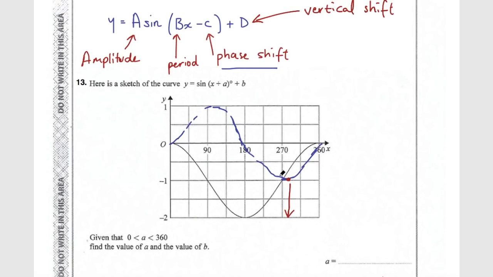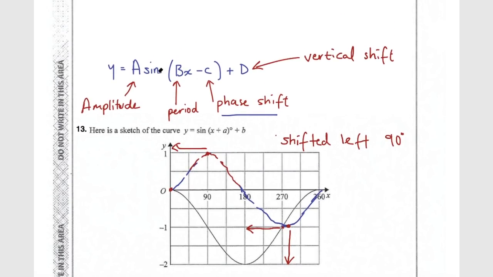Then we need to think about which way it's shifted, left or right. So actually let's look at this one. So typically the curve would go up to 90 and start going down again. That point has shifted this way to 0. So this would be the new tip of this curve. So it shifted across from 90 to 0. So it shifted left 90 degrees. So let's just write that out. So shifted left 90 degrees.